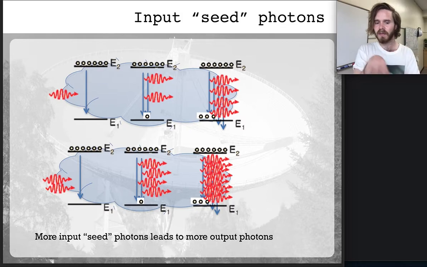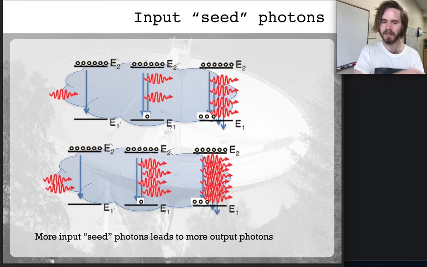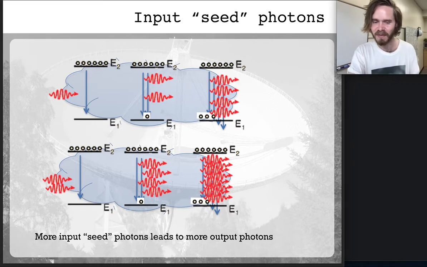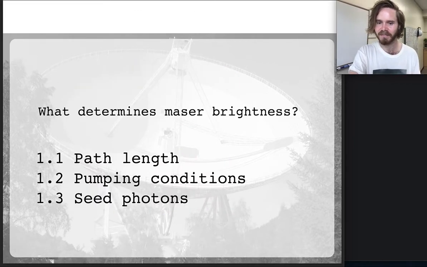So let's say you have the same maser cloud, scenario 1, scenario 2. In scenario 1, 1 photon comes in, 4 photons come out. In scenario 2, 2 photons come in, 8 photons come out. So the more seed photons, the number of photons coming into the maser, the more photons you have coming out. I think this one doesn't really need explaining any more than that.